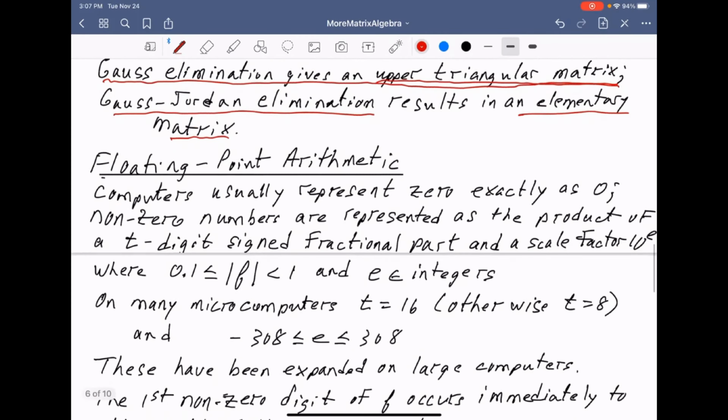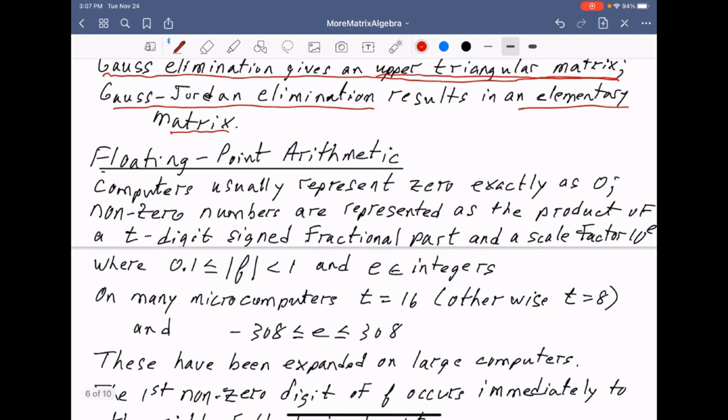So one last item that I want to cover here is floating point arithmetic, because I encountered it today as well. Computers usually represent 0 exactly as 0. Non-zero numbers are represented as the product of a t-digit signed fractional part and a scale factor 10 to the power e, where 0.1 is less than or equal to the absolute value of the fractional component denoted with an F here, and that's less than 1. And e is an element of the integers.